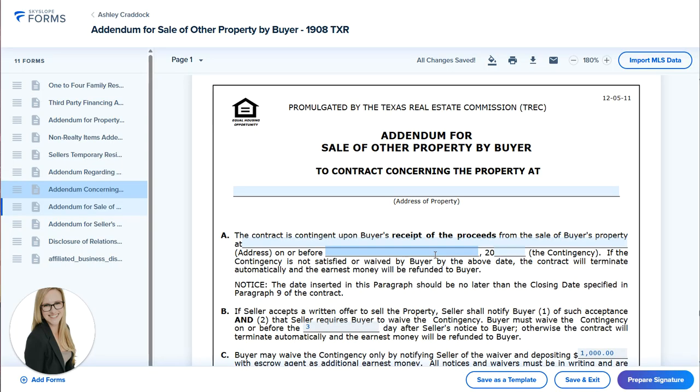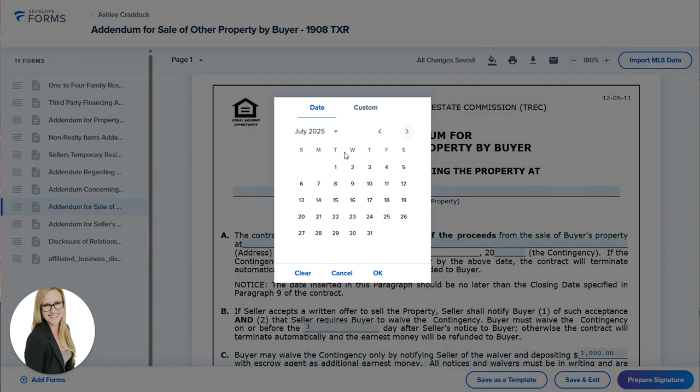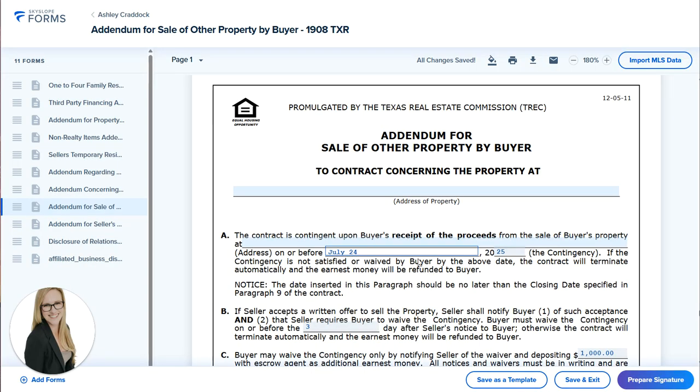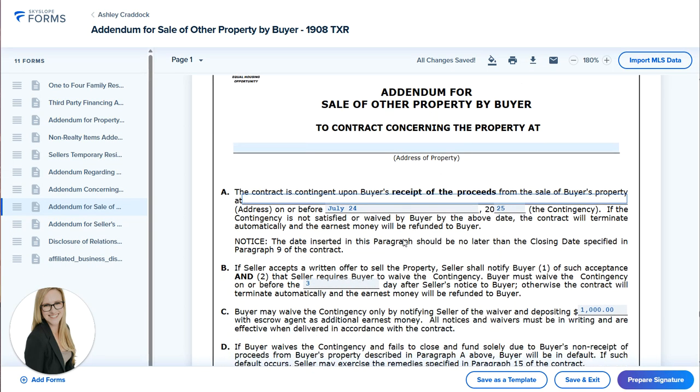So in this example, my client actually is doing a contingency. She has a home in Louisiana that needs to be sold, and it is under contract. So I would put her closing date that she is having on the property that she's selling. And this says that if her contingency, the sale of the Louisiana home, has not been satisfied or waived, meaning we've not removed this form, by the buyer by the above date, the contract will terminate automatically and the earnest money will be refunded to the buyer.